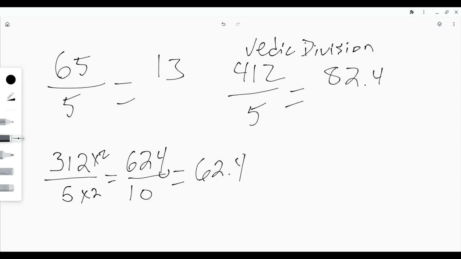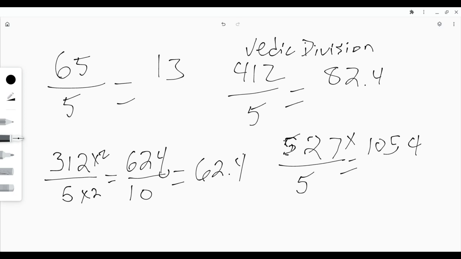All right, let's do one more. We will do 527 divided by 5. All right. So what I'm going to do is I'm just going to double that. So if I'm going to go right to left, 7 doubled is 14, so it's 4. Carry the 1. 2 doubled is 4. I carried a 1, so there's a 5. And then 5 doubled is 10. And then because I'm divided by 10, I'm going to move my decimal point in 1 to get 105.4.